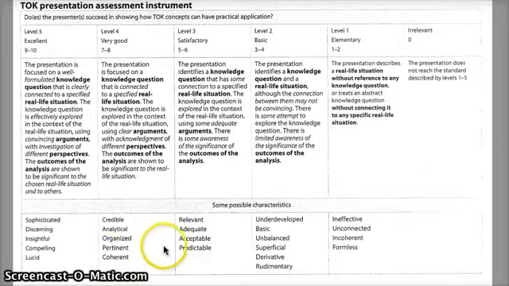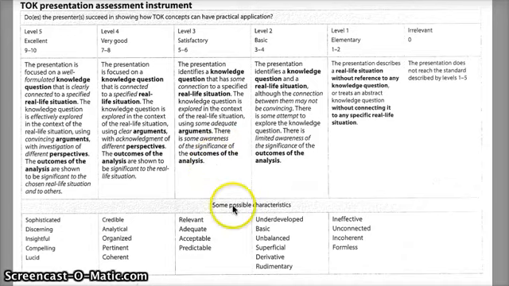The more technical side of how your presentation is going to be marked can be seen on this sheet. If we just have a look here at level 3 or satisfactory, you'll be in the 5 to 6 bracket out of 10. So the presentation identifies a knowledge question. You've got some connection to specified real life situations. You've made an argument, adequate argument is the word there, and there's some awareness of the significance.